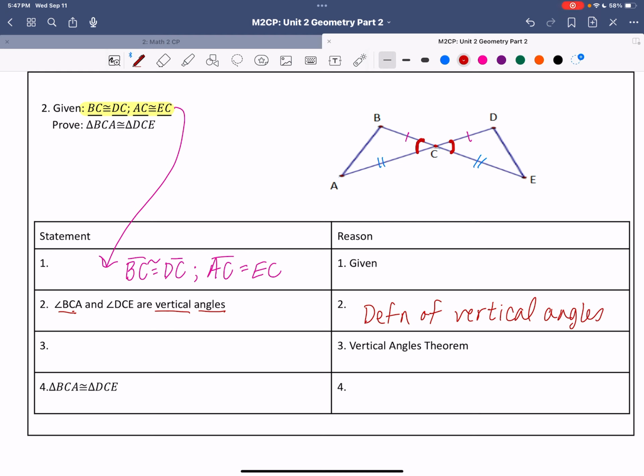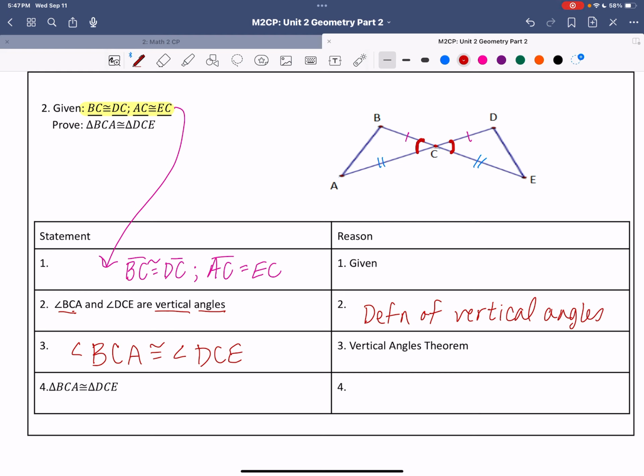All right, the next step to prove that these two triangles are congruent is we're going to use a vertical angle theorem, and we're going to list what the actual vertical angles are. So it's going to be angle BCA is congruent to angle DCE. So BCA, so this is one angle, and then DCE, that's the other angle. So remember, those are the angles, that's your vertex there. And we know that these two are congruent because of your vertical angle theorem.